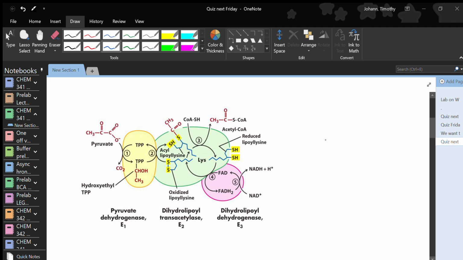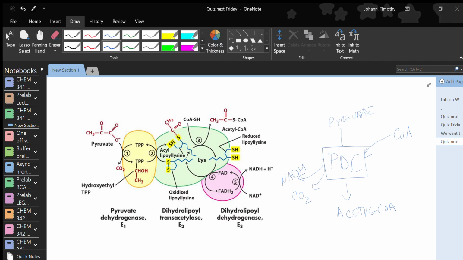All right, so if you were just to block it out, you've got the pyruvate dehydrogenase complex over here. And what happens is pyruvate's going to go in. We get acetyl-CoA out the other side. And we'll also have some CoA go in. We're going to have a carbon dioxide come out. We're also going to have an NADH come out. Okay, so those are the things we have going on in this process. Have I missed anything? I don't think so.